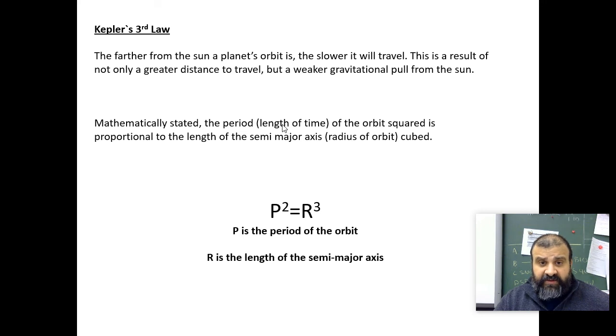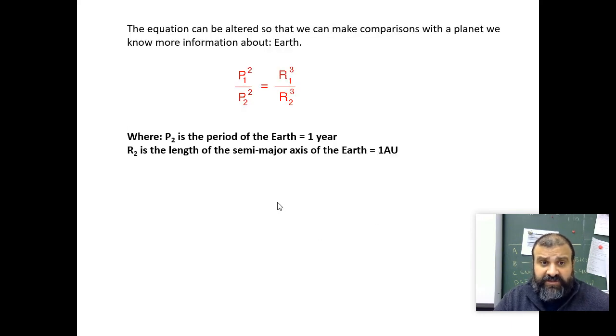Mathematically stated, the period, or the length of time to complete an orbit, squared is proportional to the length of the semi-major axis, or the radius of the orbit, cubed. And with this equation, you can do a number of calculations.